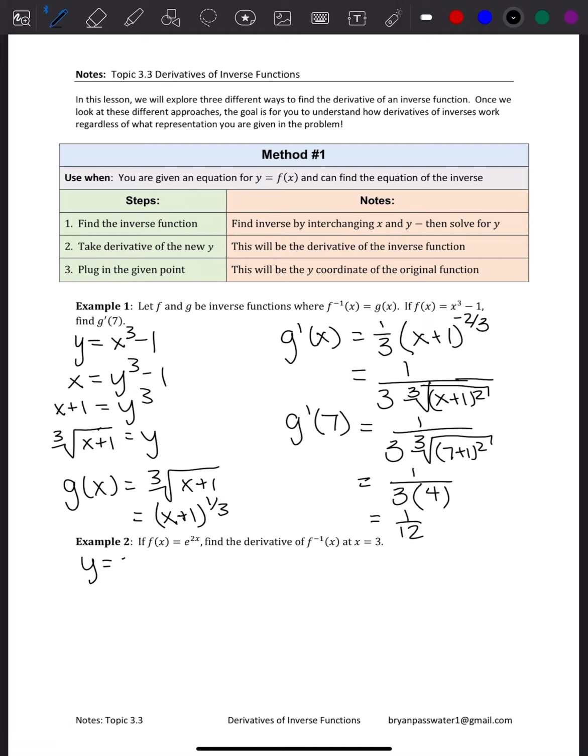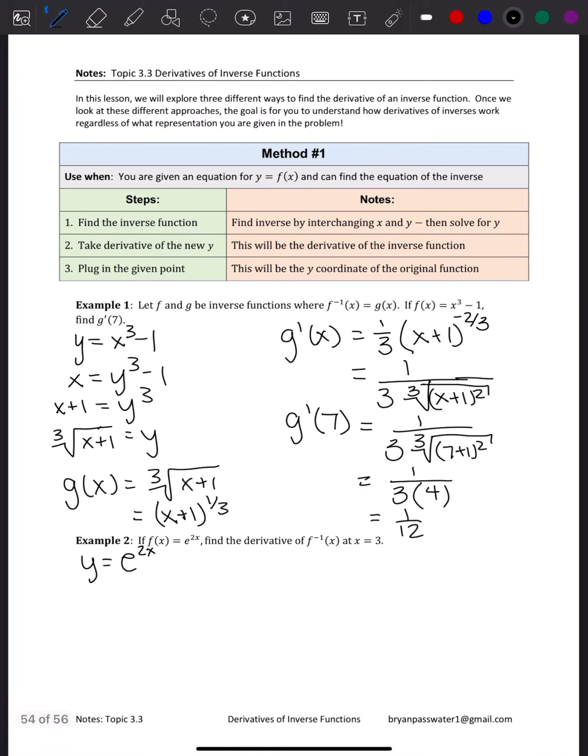So y equals e to the 2x. So I'm going to go ahead and flip-flop x and y. So x is equal to e to the 2y. So the first thing that we're going to do is take the natural log of both sides to kind of get rid of this exponential base of e.